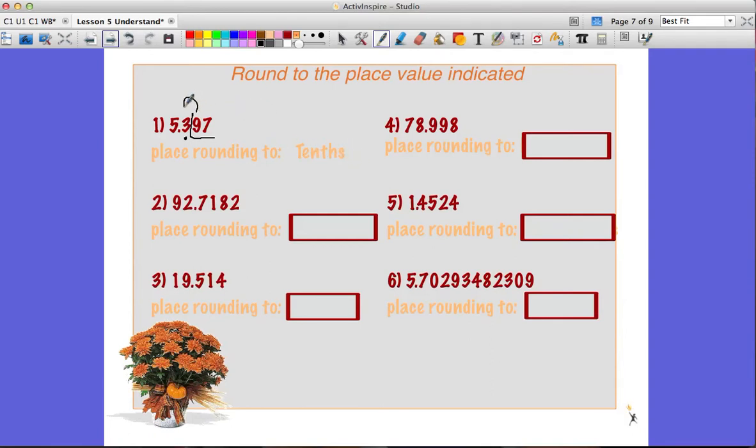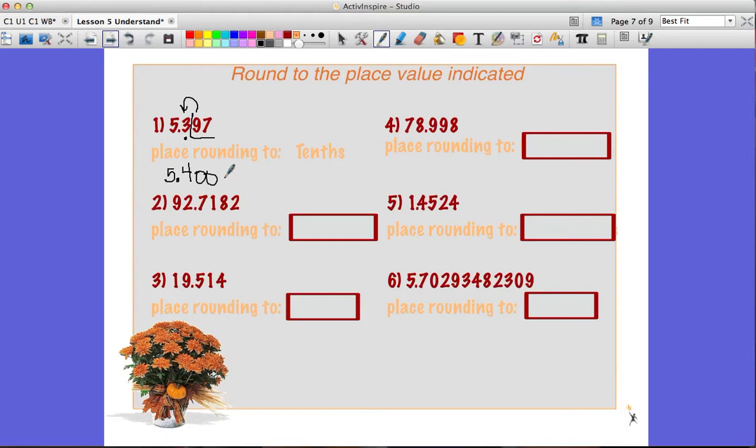The 9 tells the 3 to go up because 9 is 5 or above. It tells the 3 to go up. The 5 stays the same. The decimal stays in the same spot. The 3 changes to a 4. Everything else becomes a 0.